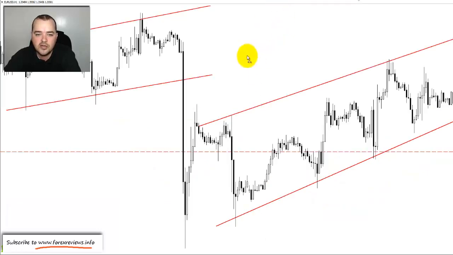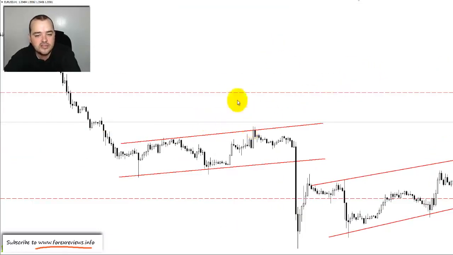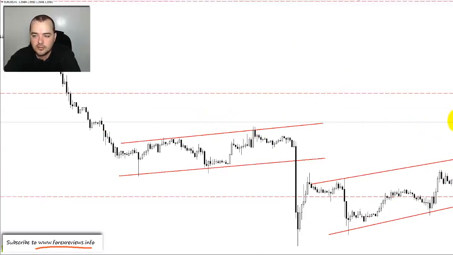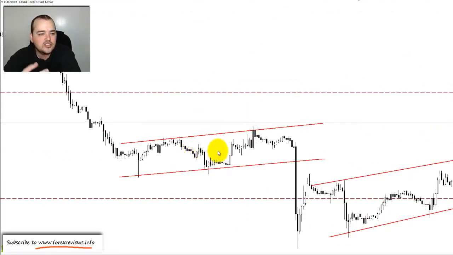Now, I'll zoom in a little bit. I don't know if we'll be able to see these channels as clearly. Yeah, that's okay. And that's the other thing too. To sometimes see these patterns such as channels or pennants or diamonds or whatever you want to call them, sometimes it's best you zoom right out in the chart, and they sort of pop out at you once you start looking for them.